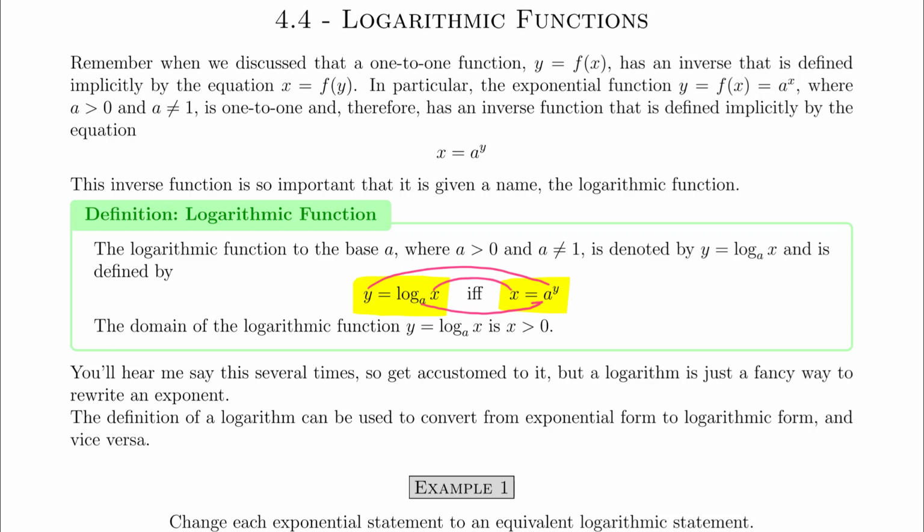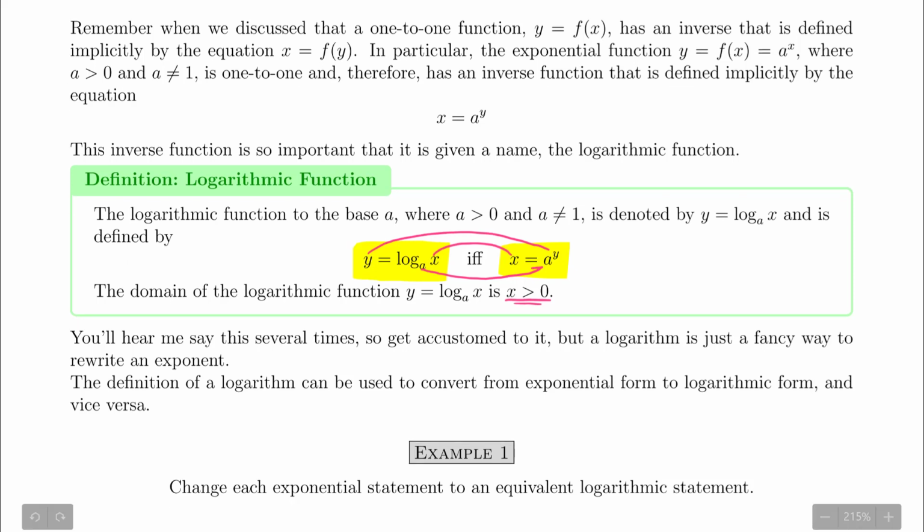Another thing that's important to note is that the domain of a logarithm is where the argument of the logarithm is greater than 0. So whatever you're taking the log of has to be greater than 0. That'll come into play later on in these notes, and you'll see what I'm talking about.